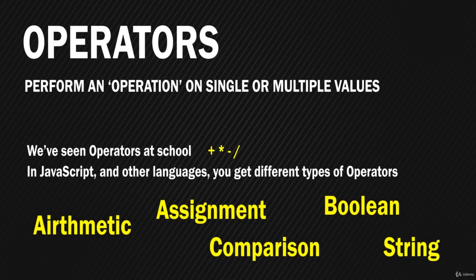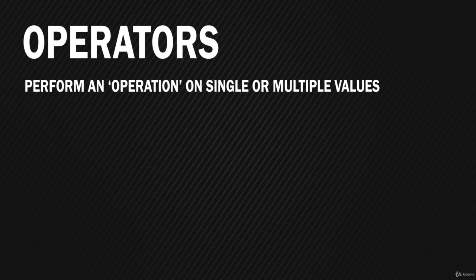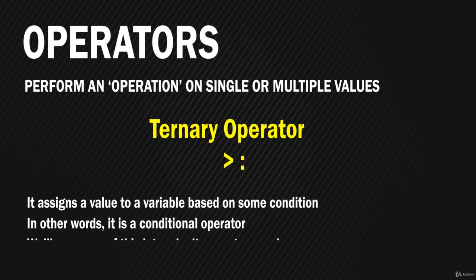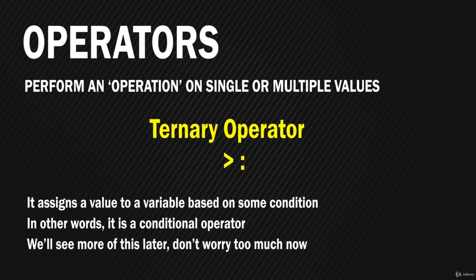And spoiler alert, this might be a bit too advanced right now, but we are going to get into this stuff later. And that is what's known as the ternary operator. That just assigns a value to a variable based on some condition. AKA, if this condition is true, give it this value, otherwise give it another value. So it's quite a cool new operator, which we will see later on in the course.